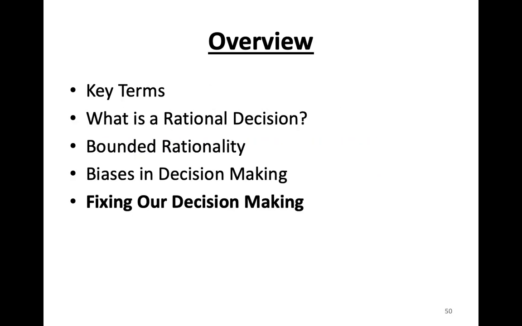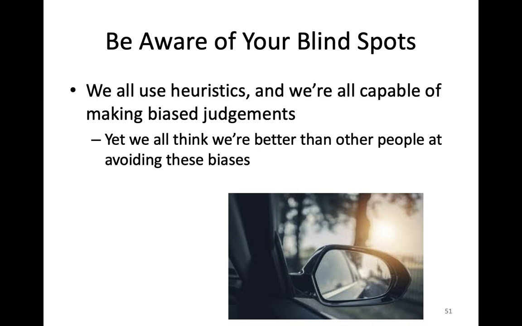So how can we fix our decision making? Well, the first and most important, I would say, is just to be aware of these blind spots. We all use heuristics, and we're all capable of making biased judgments, yet we all think we're better than everybody else. So the first step is to recognize we're not perfect decision makers, and to try to keep our confidence in check and not be overconfident, to realize that it's not just other people, but it's all of us that are capable of making these errors in judgment.